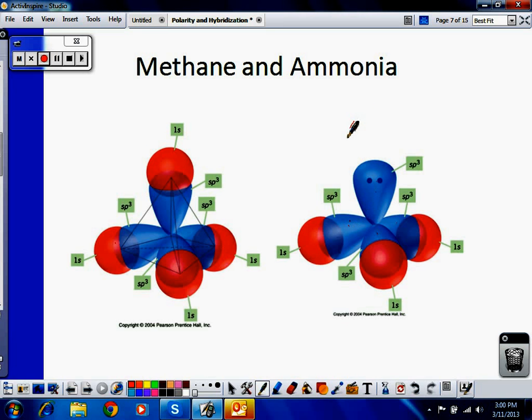my VSEPR notation is AX3E. So I have 4 sets of electrons repelling each other. That is still sp3 hybridization. It's just instead of putting an atom here, I just have a lone pair of electrons sitting in that 1 orbital, giving me the trigonal pyramidal shape.